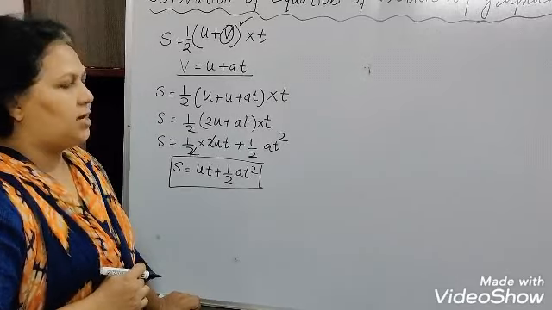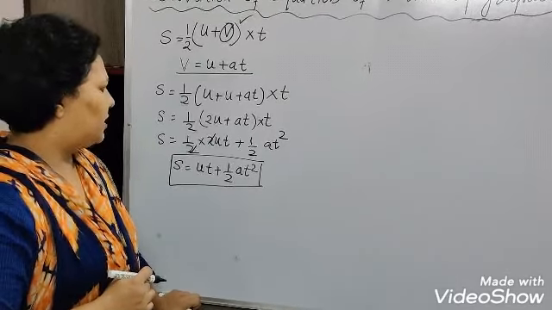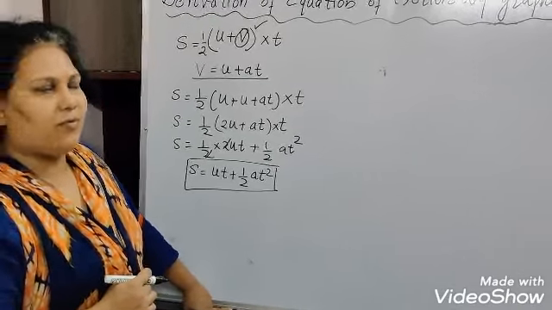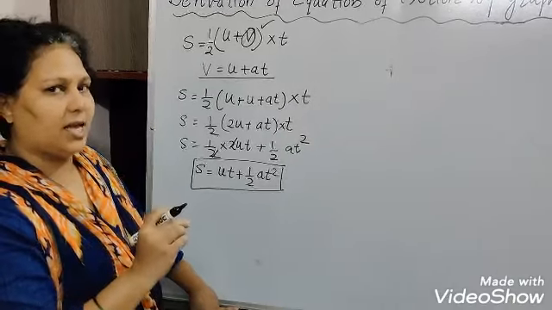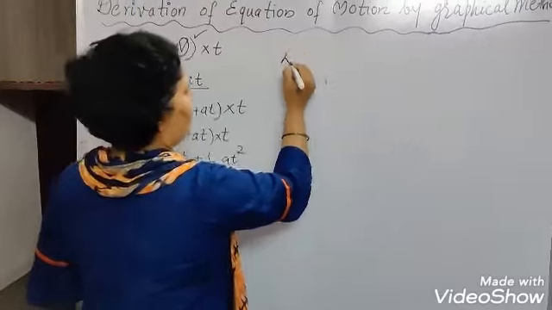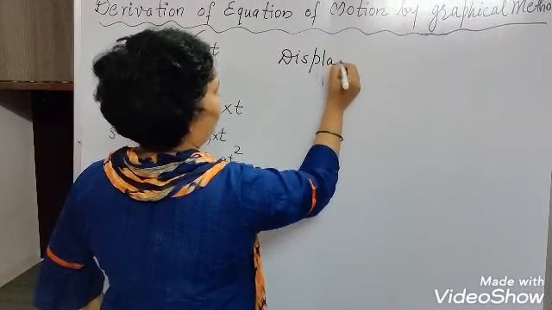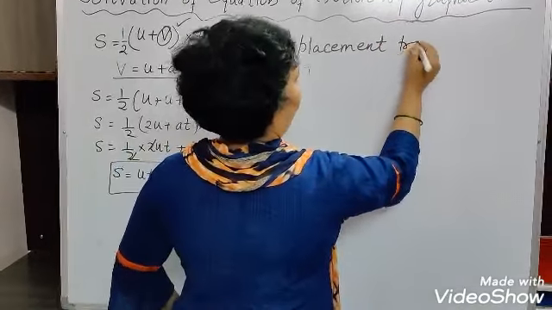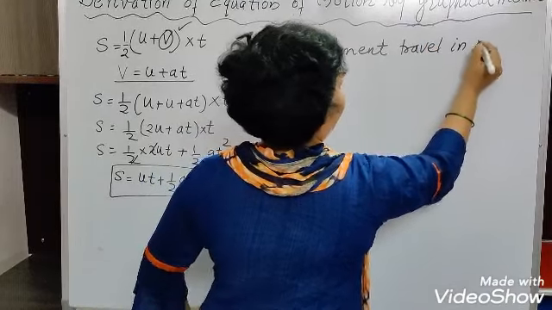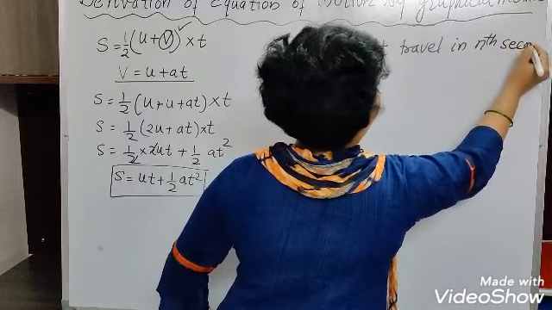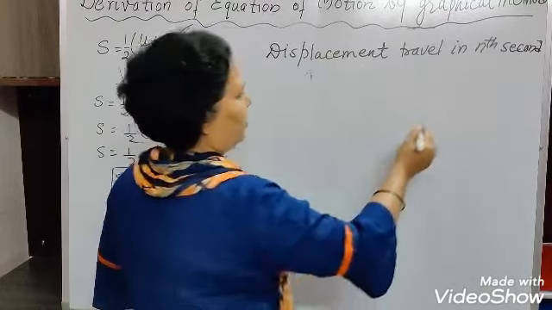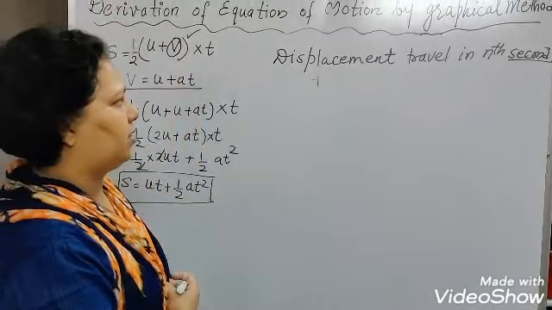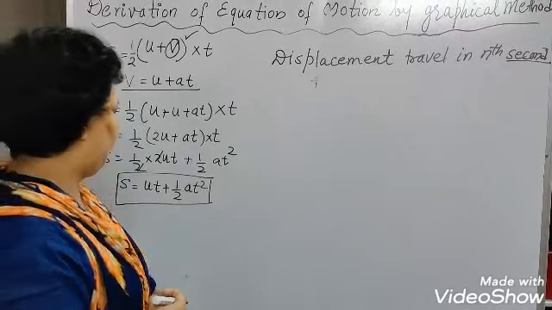One more equation is here, which is very important to understand. For that, we'll derive the distance traveled by the object in the nth second. What are we deriving here? We are deriving distance or displacement, you can say, traveled in the nth second. The time can be taken as minute also, or hour also, but here it is nth second. We are just calculating a general formula.